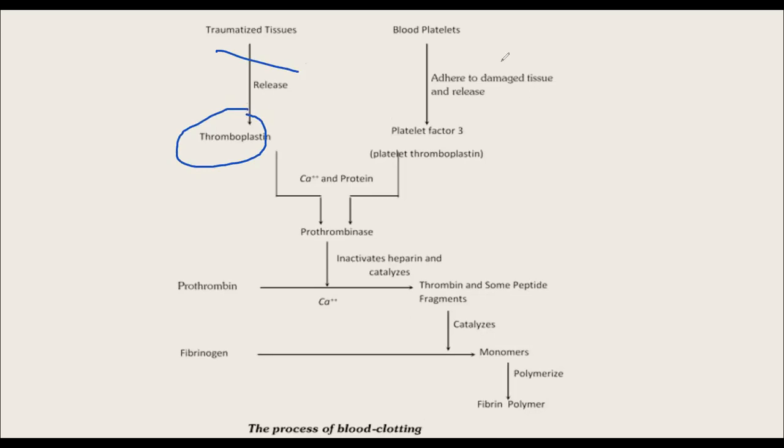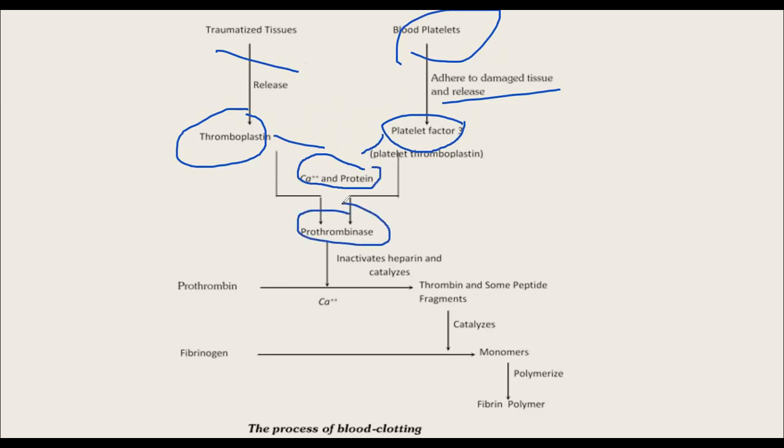Along with that, blood platelets will come to that area wherever there is damaged tissue. So they will come to the rescue. They will activate a factor. These are basically certain substances or cells which will help the coagulation process. So this thromboplastin and platelet together, they will require calcium and certain proteins to activate this enzyme thrombinase.